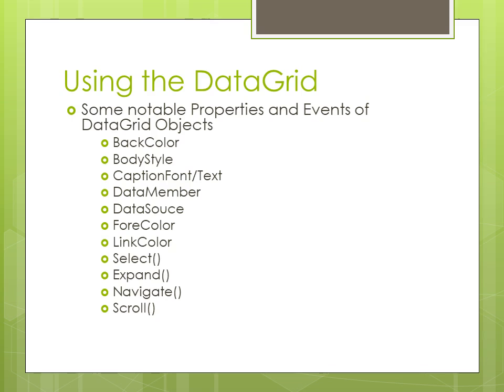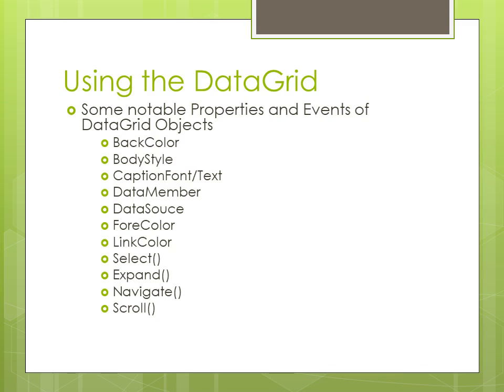Using the back color property, I can change the background color, and with body style we can change the style of the body. Next one is caption font and text; here I can change the font and text of the data grid. And next one is data member and data source. Data member means I give a particular field name. Data source means I connect my database, and forecolor means I change my forecolor. Link color: if we give any link in the data grid, we can give it a particular color.